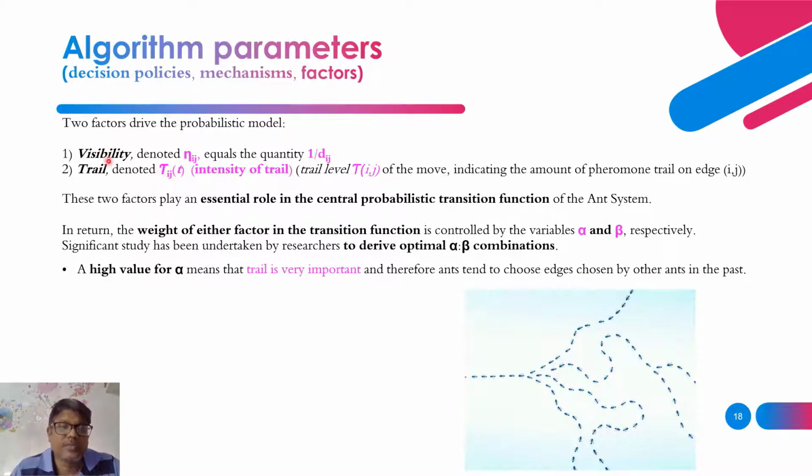And these two factors play a vital role in the central probability transition function of an ant system. In turn, the weight of either factor in the transition function is controlled by two other variables called alpha and beta respectively. Significant study has been undertaken by researchers to derive the optimum combination of alpha and beta. If a high value of alpha is observed, then it means that the trail is very important, and therefore the ants tend to choose the edge chosen by another ant in the past.